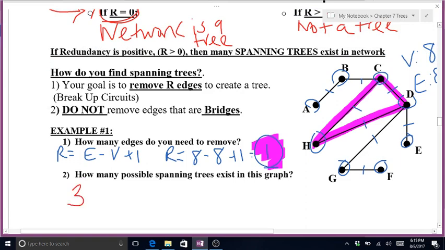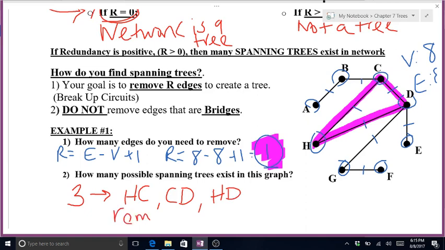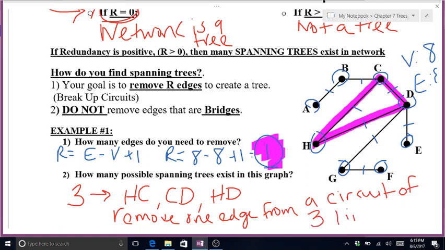I've got 3 different options. I can remove side HC, I can remove side CD, or side HD. So I would remove one edge from a circuit of 3 lines. The more circuits you have in your picture, the more complicated this becomes.